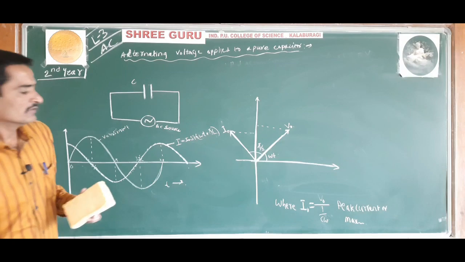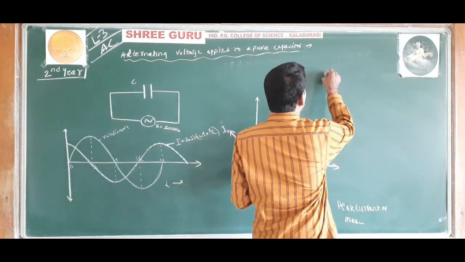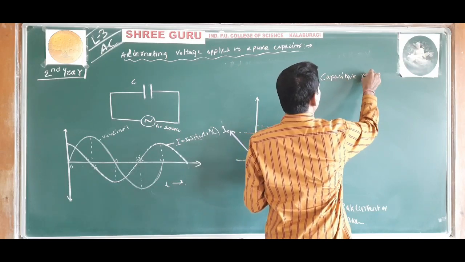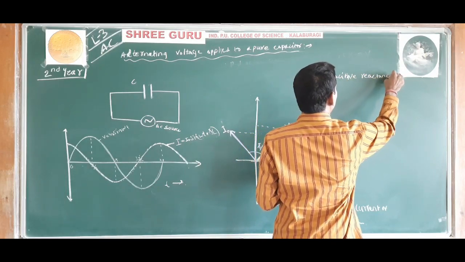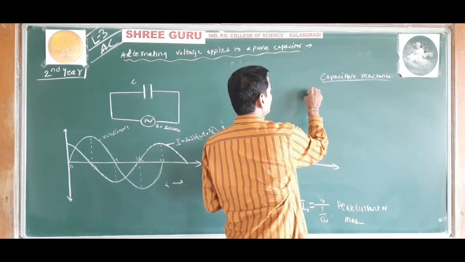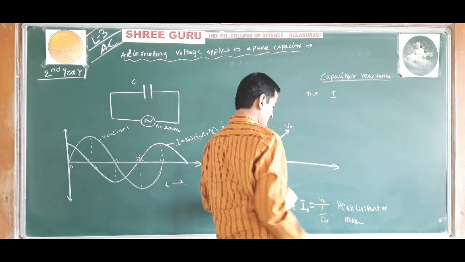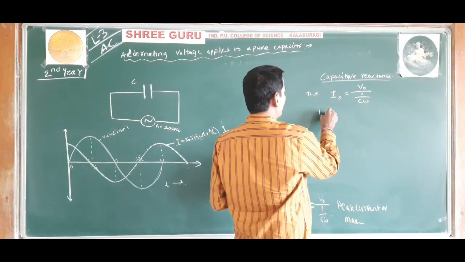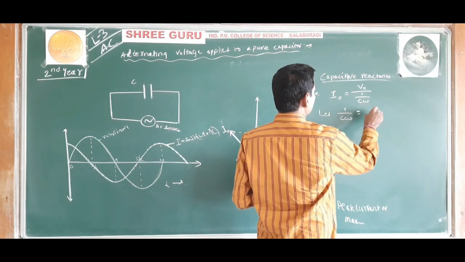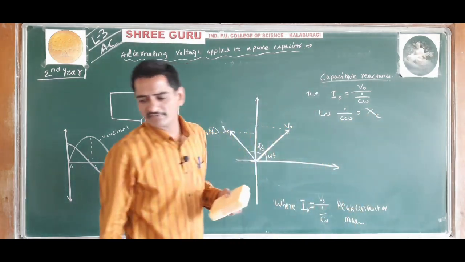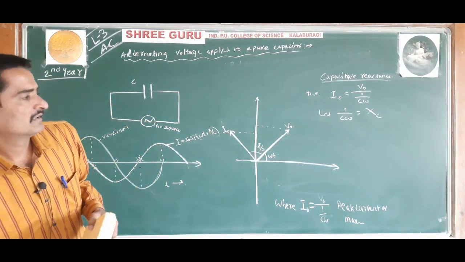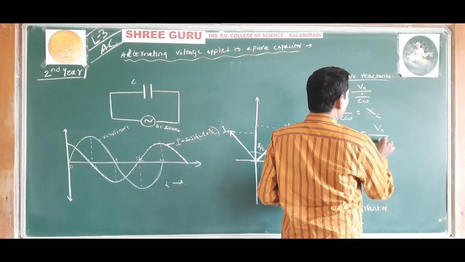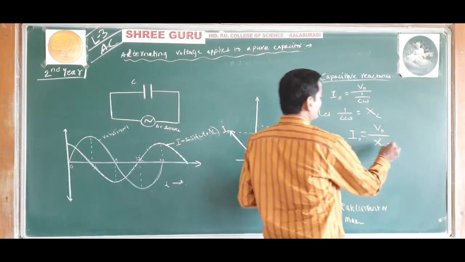Okay. So now the next concept, capacitive reactance. The equation is I naught equal to V naught divided by 1 by C omega. Let 1 by C omega be equal to XC. Take it as XC. Therefore you can write I naught equal to V naught divided by XC.